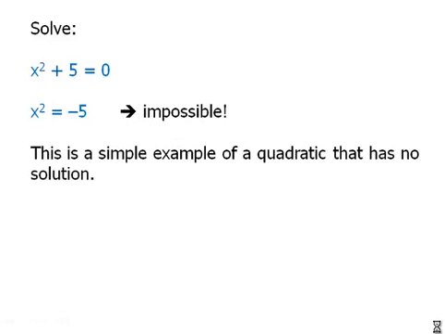Now this one, that's tricky. If we move the 5 to the other side of the equation, we see a problem. There's no way that we can square something and get a negative number. We square positive, we get a positive number. We square 0, we get 0. We square negative, we get a positive. But there's nothing we can square to get a negative. This is impossible. This is a simple example of a quadratic that has no solutions.